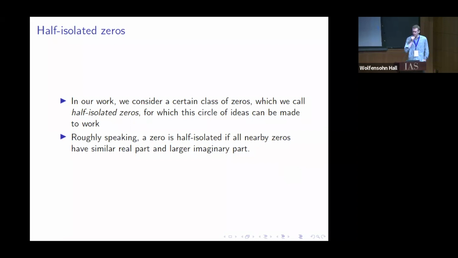Roughly speaking, a zero will be half-isolated if all the nearby zeros have a close real part. So here's my zero, and all the zeros that are close by have a close real part, and they can have larger imaginary part, but I'm not going to allow any zeros to live near the bottom. Okay, so let's go look at a picture that will make this a little bit clearer.